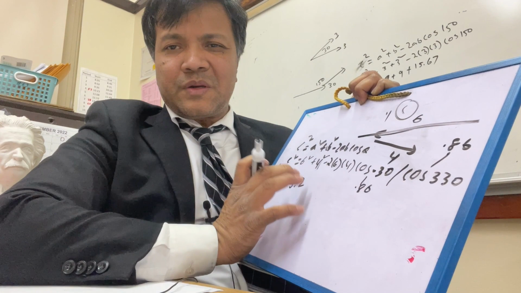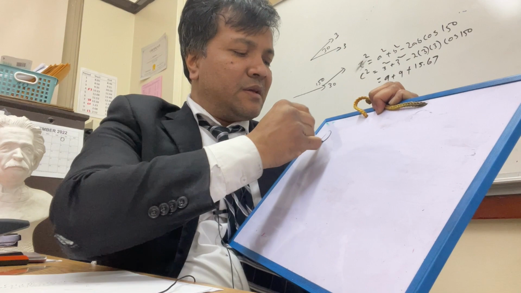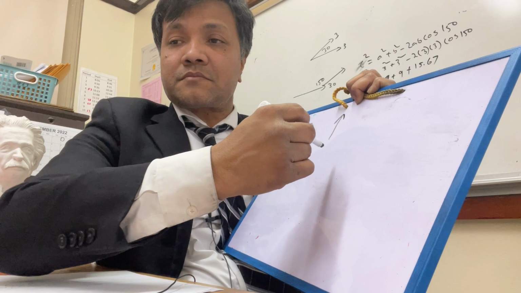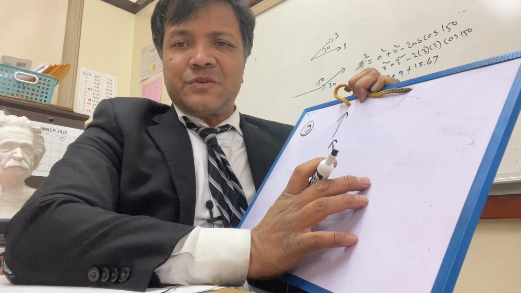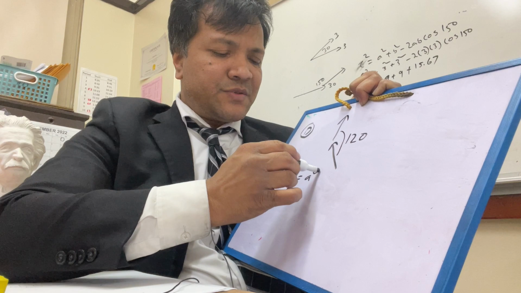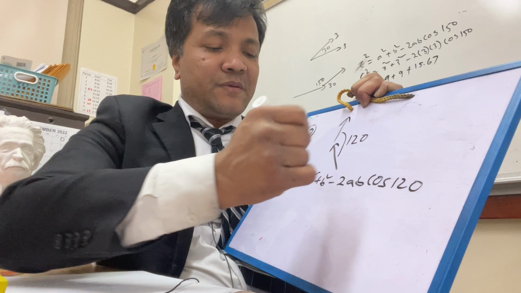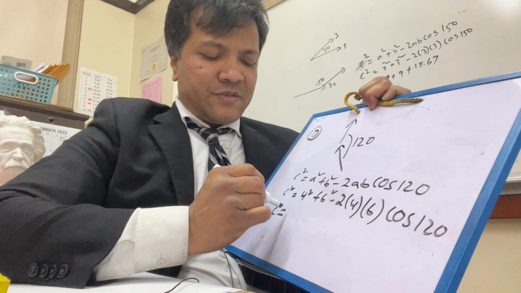Now I'm going to go over D. D looks like this. This is already in head and tail. So when it is head and tail, you don't have to do anything. You just need to find the angle between head and tail. That's all you need to do. So let's assume that this is 120. So c squared is equal to a squared plus b squared minus 2ab cosine 120. So c squared is 4 squared plus 6 squared minus 2 times 4 times 6 cosine 120. And c is going to give you 8.7.